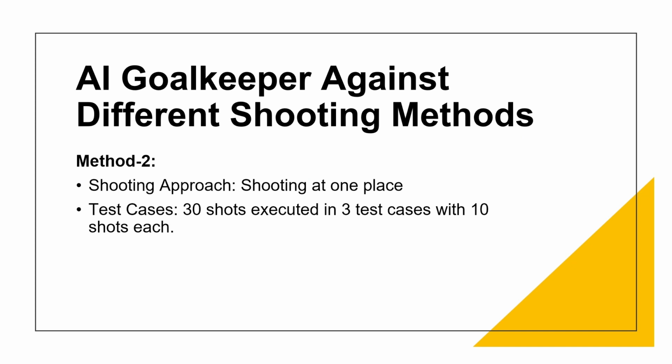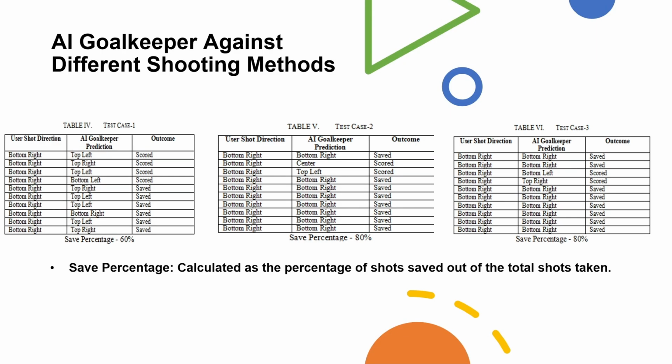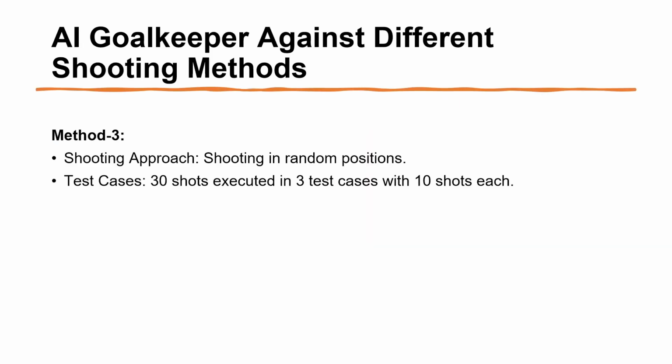Method 2 was to select a direction and keep shooting at it. Again, for this, we took 30 shots where we divided it for 10 shots for each test case. Here is the outcome of method 2. As we see, the save percentage has drastically increased over method 1 since all the shots are going into the same direction. Method 3 was to shoot in random directions.